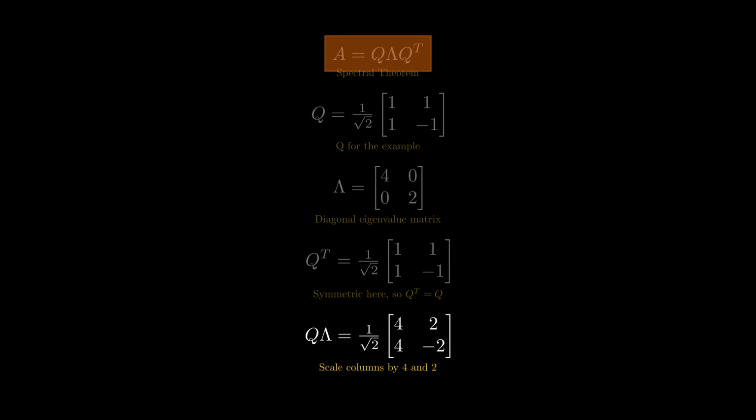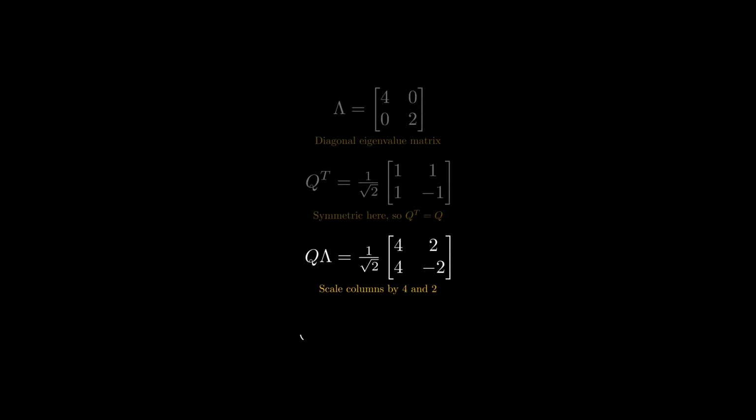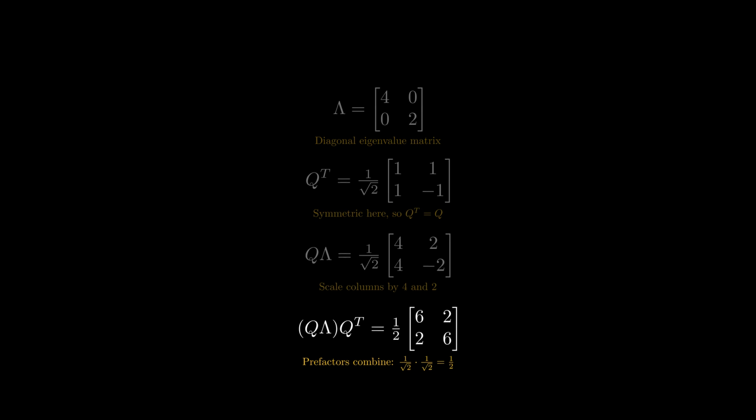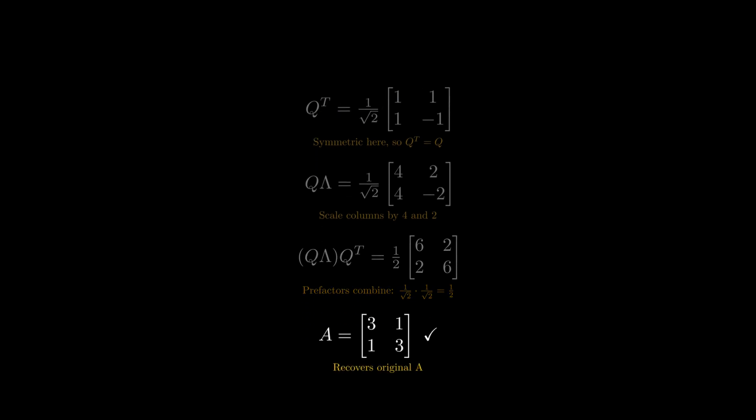This scales the first column of Q by 4 and the second column by 2, giving 1 over square root of 2 times the matrix 4, 2 on top and 4, negative 2 on the bottom. Now multiply that result by Q transpose. The two factors of 1 over square root of 2 combine into 1/2, and the matrix product gives 1/2 times 6, 2, 2, 6, which simplifies to 3, 1, 1, 3. That is exactly A. Notice we never computed an inverse. We only took a transpose.